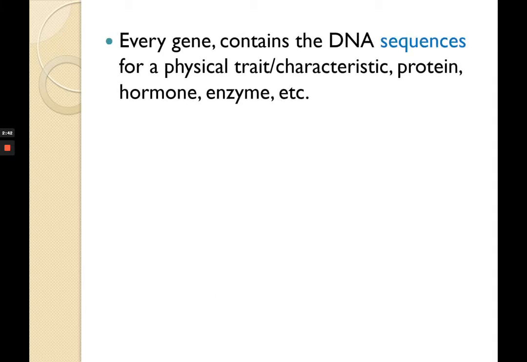So every gene contains DNA sequences for a physical trait. It doesn't have to be a physical trait like eye color or hair color, but for each one of those traits, like in order to get a certain eye color, you have to have certain pigment proteins, for example. So DNA also gives the instructions on how to build these proteins or hormones or enzymes or any other biological chemical that your body might need in order to function properly.